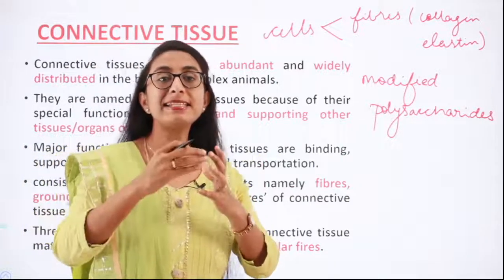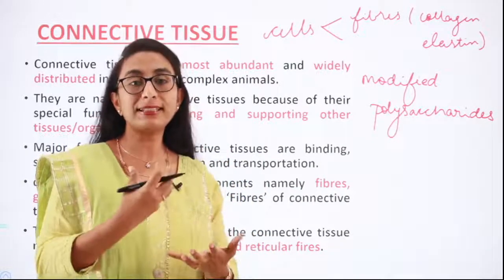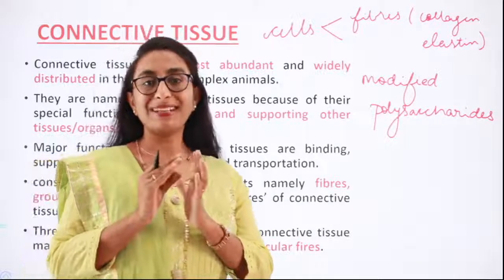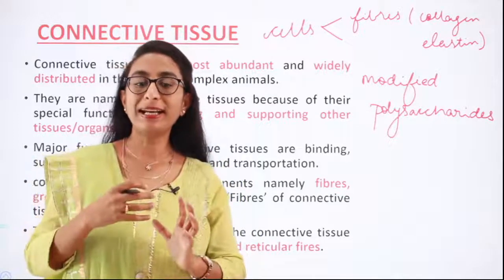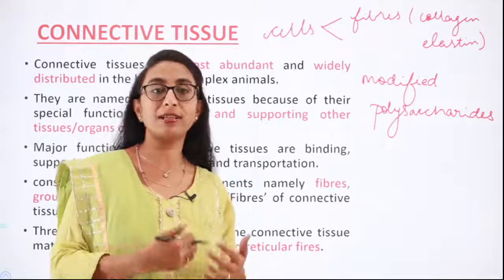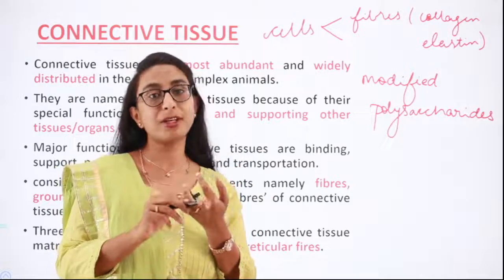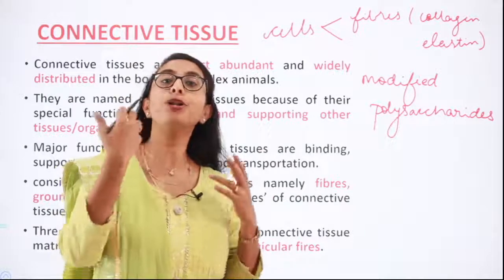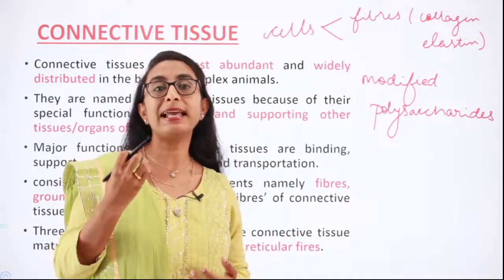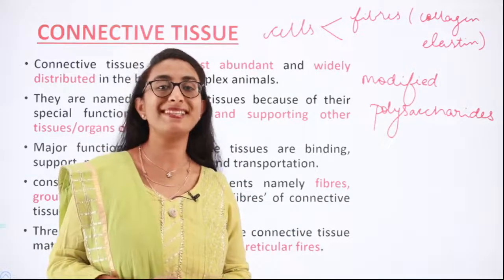It is these cells which secrete the fibers as well as the complex or modified polysaccharides which form the matrix. Okay. So did you understand a little bit about connective tissue? Connective tissue is the most abundant and it is widely distributed because it links various organs and tissues present in the body, and it has 3 important components: the cells, fibers and the matrix. It is the cell which secretes both the matrix as well as the fibers. Fibers are nothing but the proteins like collagen and elastin which are fibrous in nature, and that is why we call them fibers.